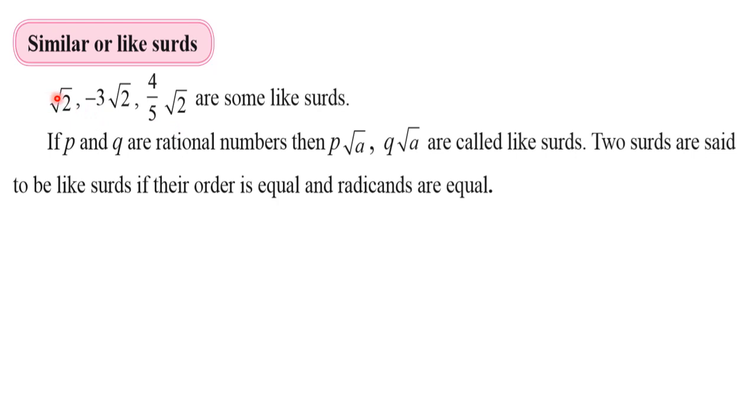And here also the order is 2, so the order also is equal. So both the things are needed. Order should be equal and radicands also should be equal. Then and only then can we say that the surds are like surds or similar surds. Okay. Now let us go further.